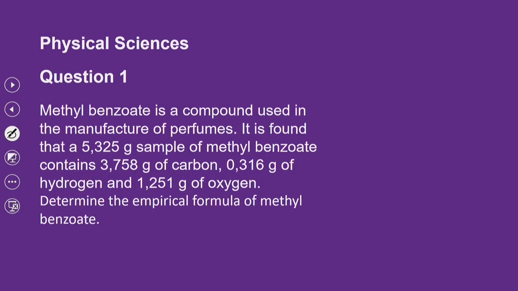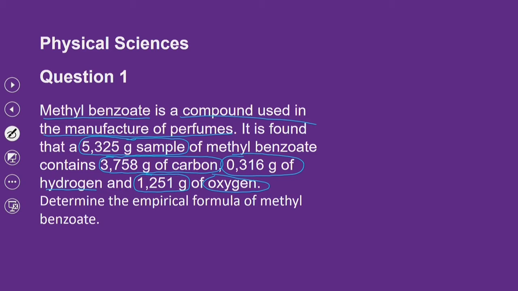So methyl benzoate is a compound used in the manufacturing process of perfumes. It is found in this particular example. We've got a sample of 5,325 grams. And the sample contains 3,758 grams of carbon, 0,316 grams of hydrogen, and then there is 1,251 grams of oxygen.